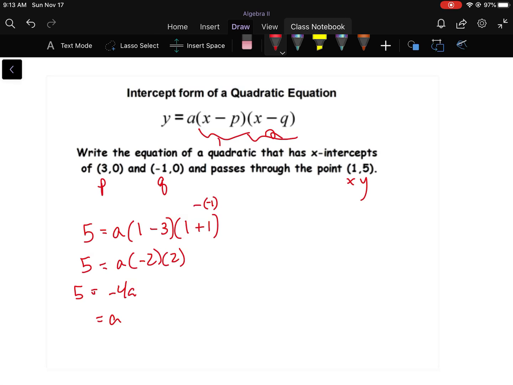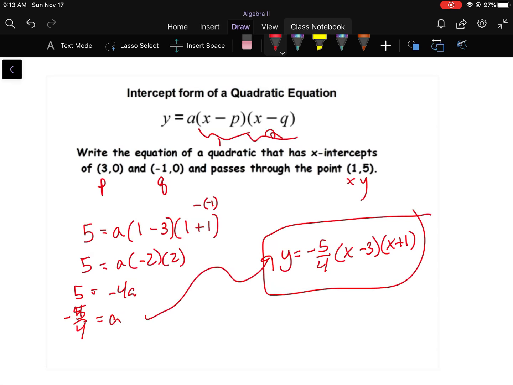So a little division, negative 5/4. So when I go back to write my equation, I've got y is equal to negative 5 over 4 times (x minus 3)(x plus 1). And that's how you write the equation of a quadratic equation in intercept form.